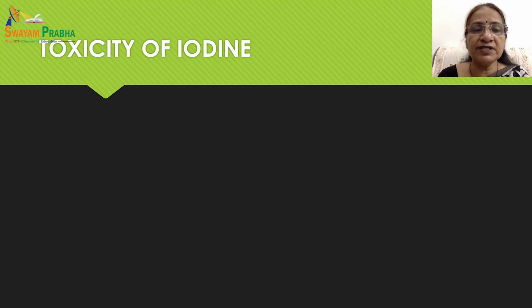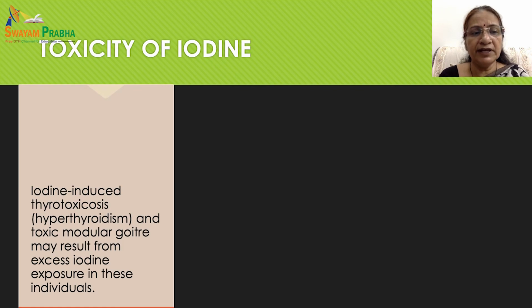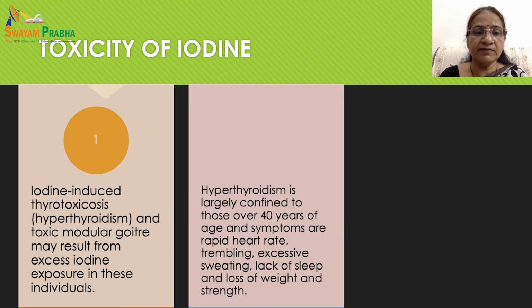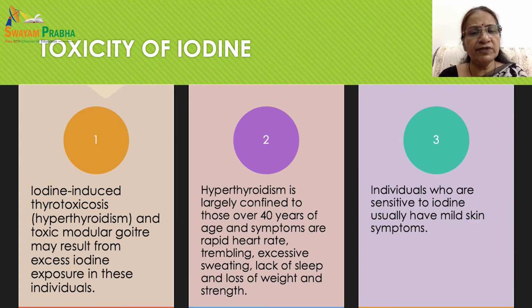Now let us study toxicity of iodine. Iodine-induced thyrotoxicosis or hyperthyroidism and toxic nodular goiter may result from excess iodine exposure in these individuals. Hyperthyroidism is largely confined to those over 40 years of age, and symptoms are rapid heart rate, trembling, excessive sweating, lack of sleep, and loss of weight and strength. Now, individuals who are sensitive to iodine usually have mild skin symptoms.